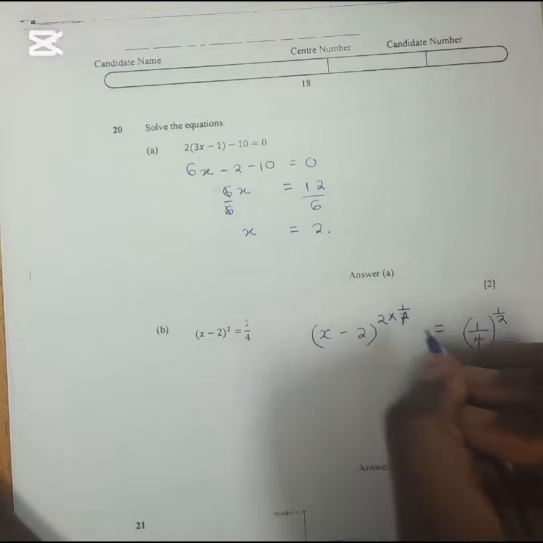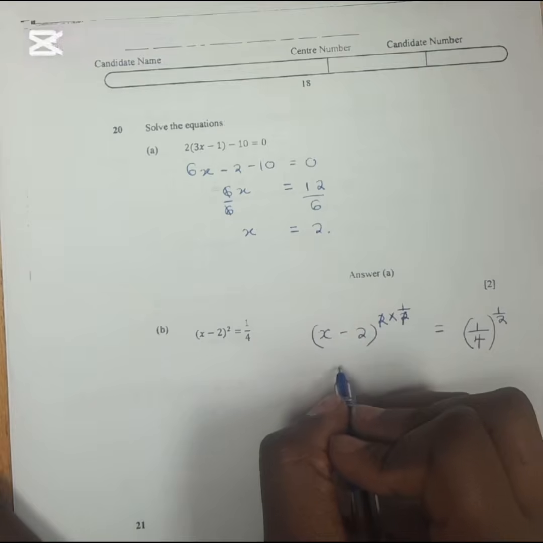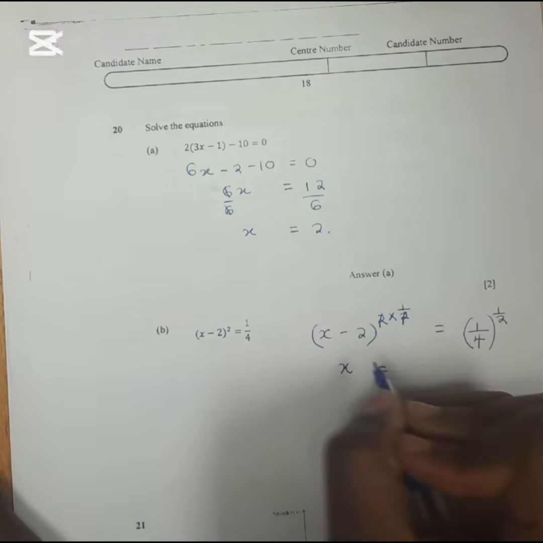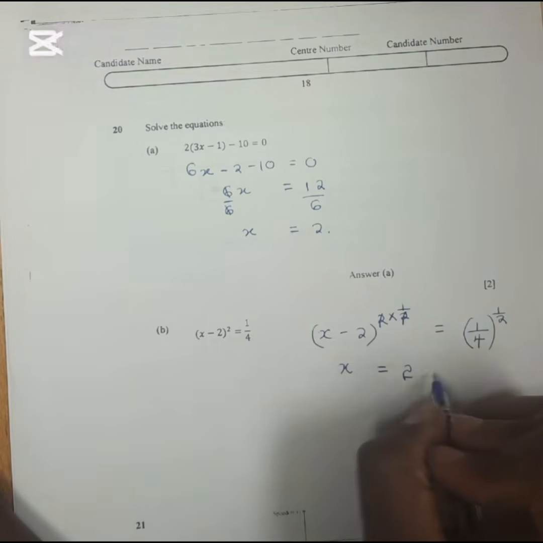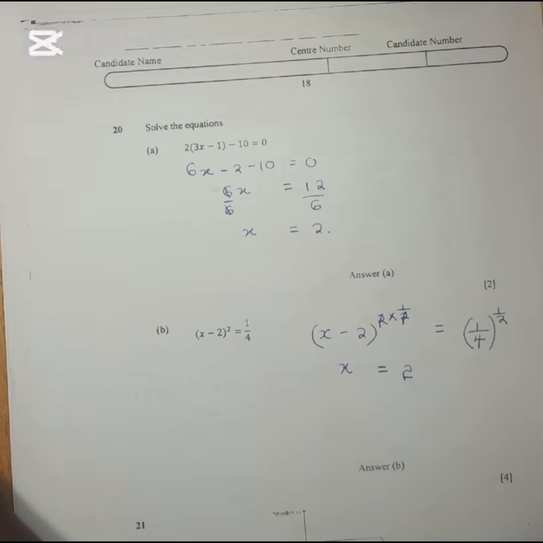So these 2 cancel these 2. We are now having x minus 2. We say x is equal to, and then we shift minus 2 to be on the other side. It is going to be positive. Then quarter to the power of half is the same as saying the square root of quarter, right?